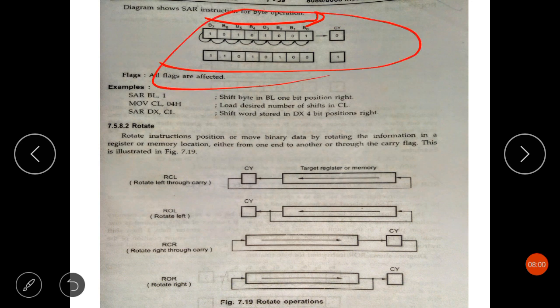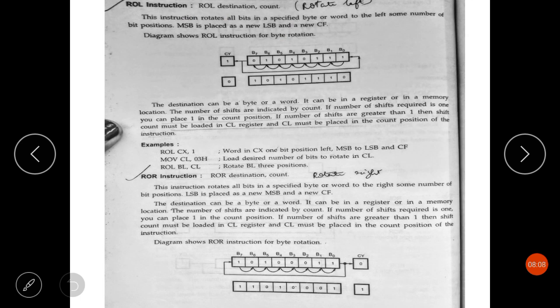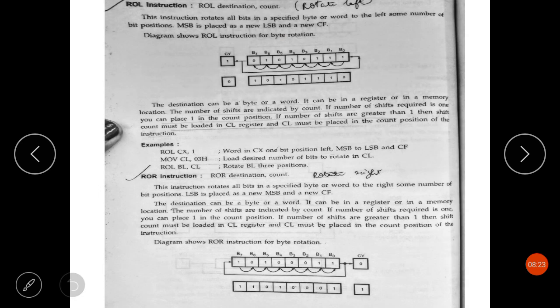Now the next group is the rotate group. Under the rotate group we have these instructions: RCL, ROL, RCR, ROR. RCL is rotate left through carry, ROL is rotate left, RCR is rotate right through carry, and ROR is rotate right. So the ROL instruction rotates all bits. First of all, let me tell you the format for writing this instruction. The format is ROL destination, count.